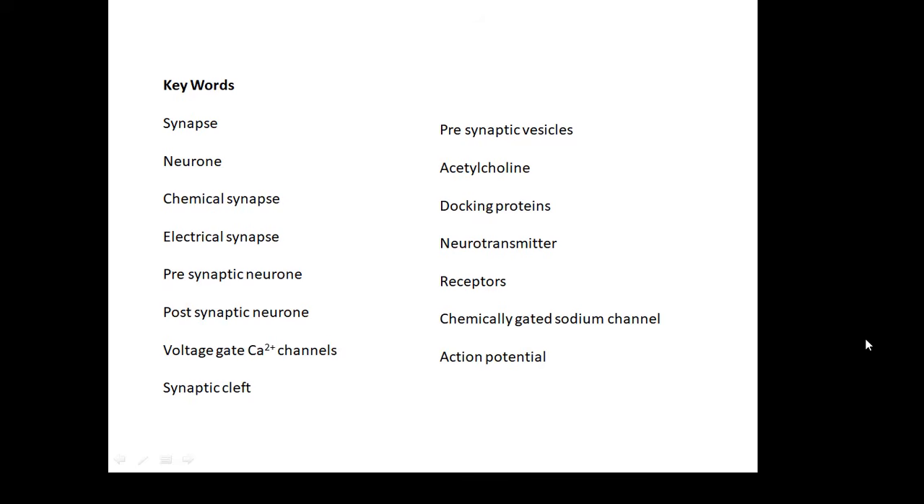Acetylcholine is an important neurotransmitter. Docking proteins are on the presynaptic cleft. Neurotransmitter is the chemical that crosses the gap. Receptors on the postsynaptic cleft open up, and then sodium ions can rush in and create the action potential, which carries the signal down the second neuron.